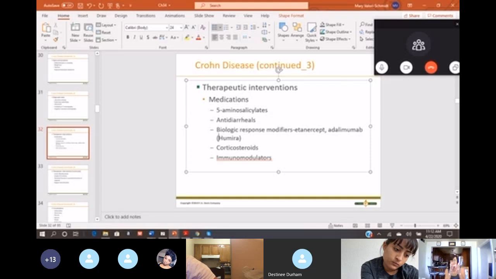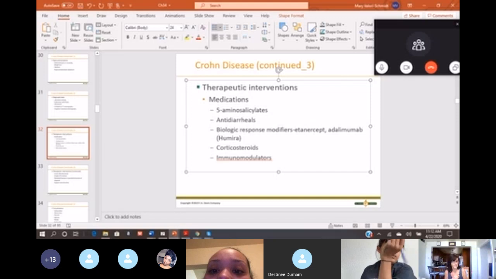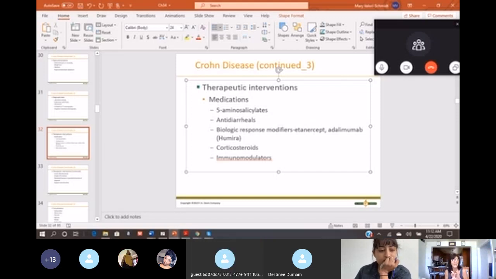And because we know that the immune system is what's attacking the bowel, we kind of have to shut it down. And so these biologic response modifiers will basically shut down the immune response. And so you can only imagine that the side effects would be like risk for infection, right? Makes sense.